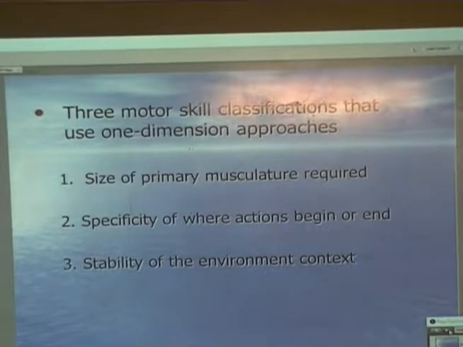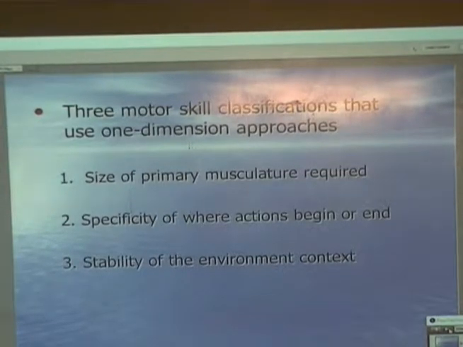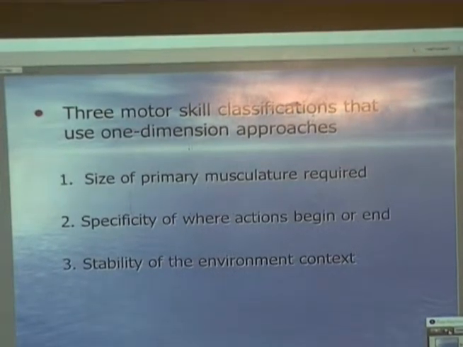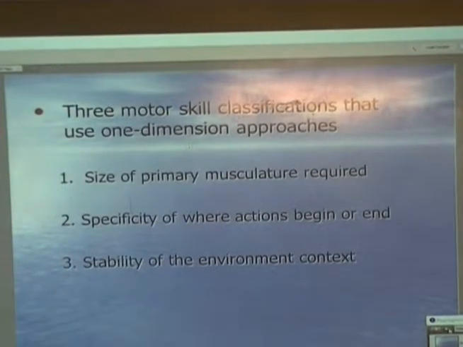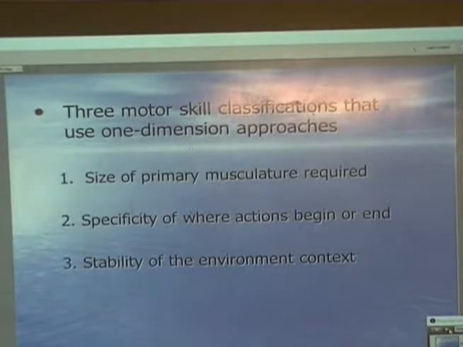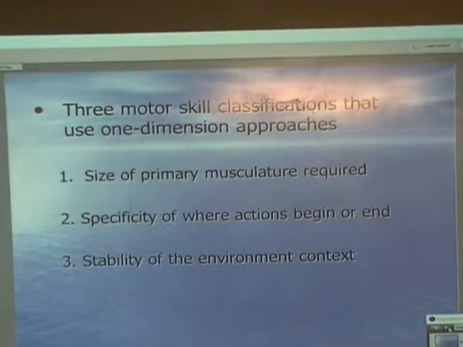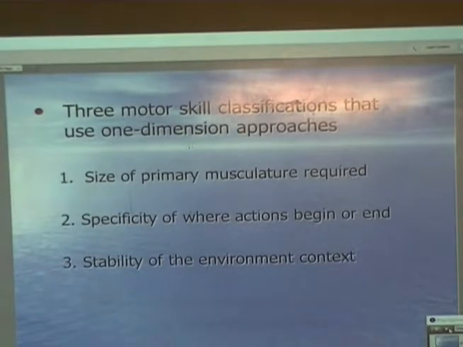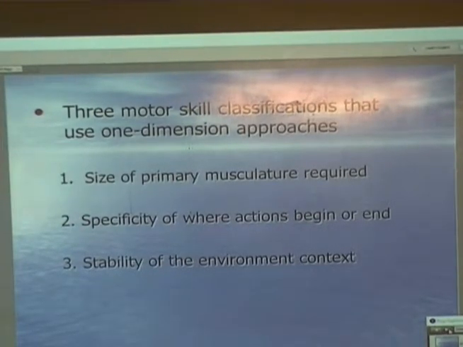So we typically see three versions of one-dimensional classifications. The first one is looking at what kind of muscles are being used primarily to create the skill, make the skill happen. The second one is looking at where does the task start and where does it finish. And the third one is looking at the environment that the task is occurring in.